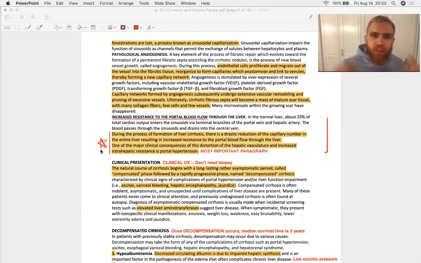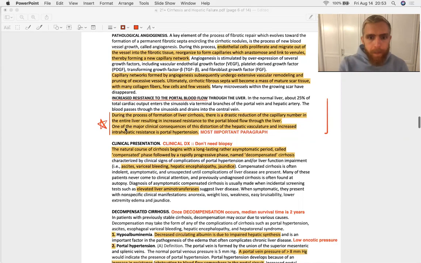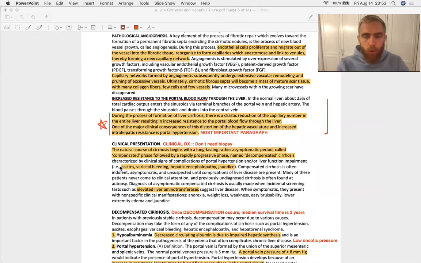But again, this new capillary network is going to be surrounded by fibrous tissue, and it might not have as much total area to push blood through. So as a result of all this scarring, you get portal hypertension, which brings us right back home to what I said was what you have got to take away out of this SDL, which is that every single symptom of cirrhosis is caused by portal hypertension.